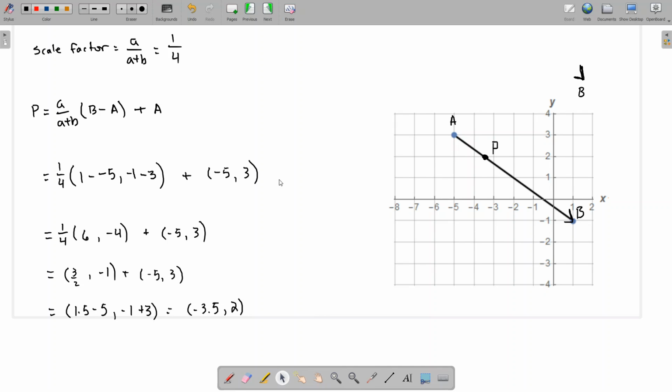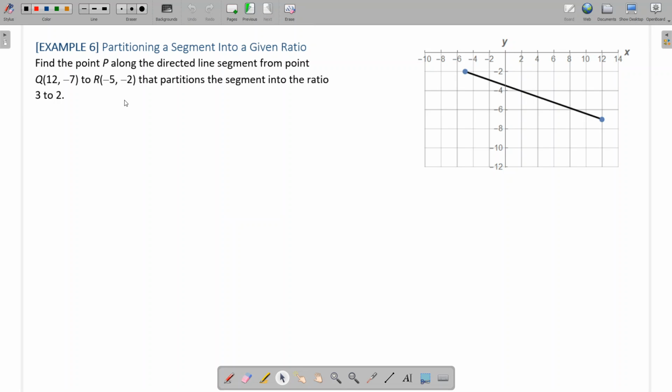So you can see the answers don't have to come out perfect. It's probably more common that you're going to get decimal or fraction answers. Let's try one more of these. All right, it says find the point P along the directed line segment from point Q to point R that partitions the segment into the ratio of 3:2.